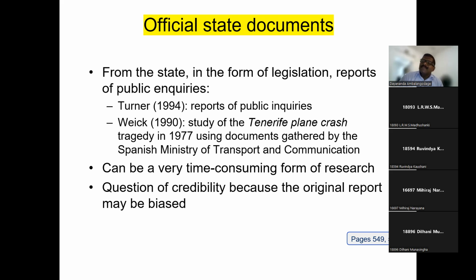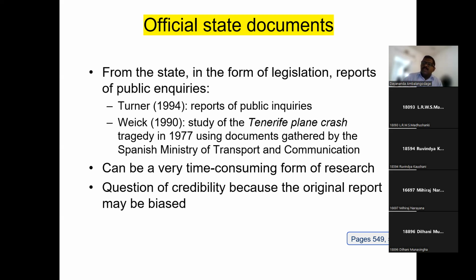So, can you imagine? You have to find the budget speeches. Finding such historical documents is very difficult. So you should have access. If you don't have access, if you don't know the people to whom you talk, you can't get those documents. So even to get official state documents, of course, you should have a very good network.